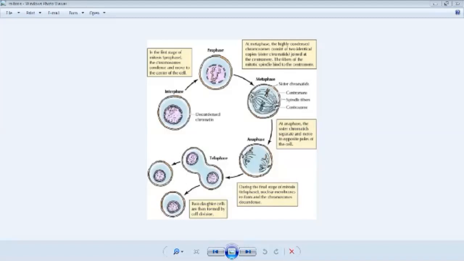So let us see the mitosis by using this diagram here. This diagram is showing that mitosis has different phases. The first stage of mitosis is the prophase. The chromosomes condense and move toward the center of the cell. So this is the prophase, the chromosomes move toward the center.